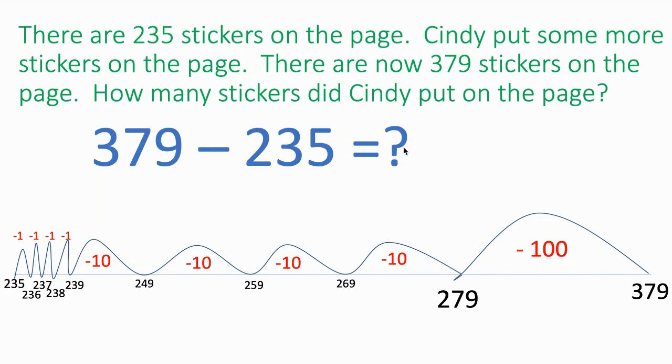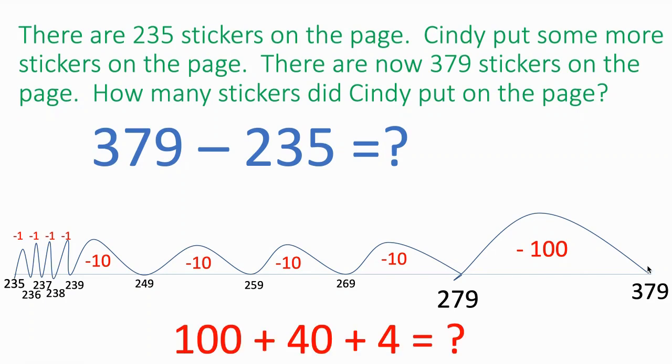How many did she put on the page? Once she first had 235, how many more stickers did she put on her page until she ended at 379? So we're going to add them up. We're going to make this into a number. This 100 plus this 10, 20, 30, 40, plus 4 ones. So we're going to add up all of those jumps, hills, mountains, whatever you call them, and put them together and see what it is. 144. 144 is the answer, boys and girls.